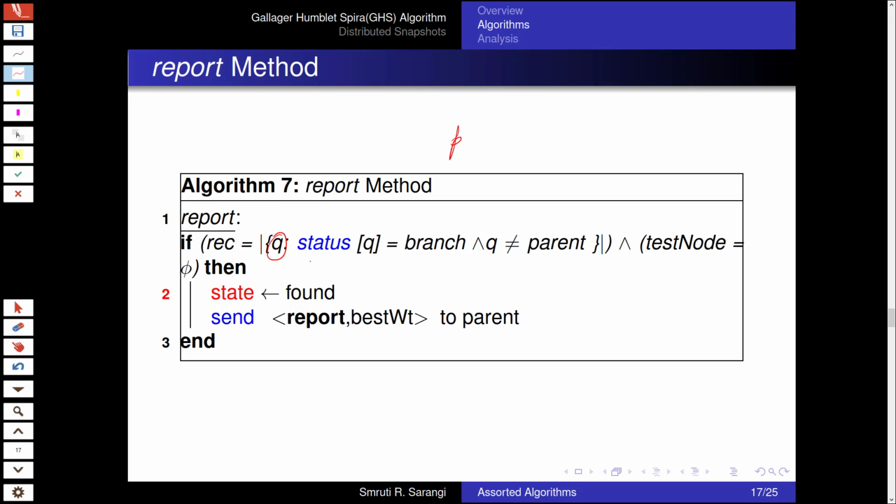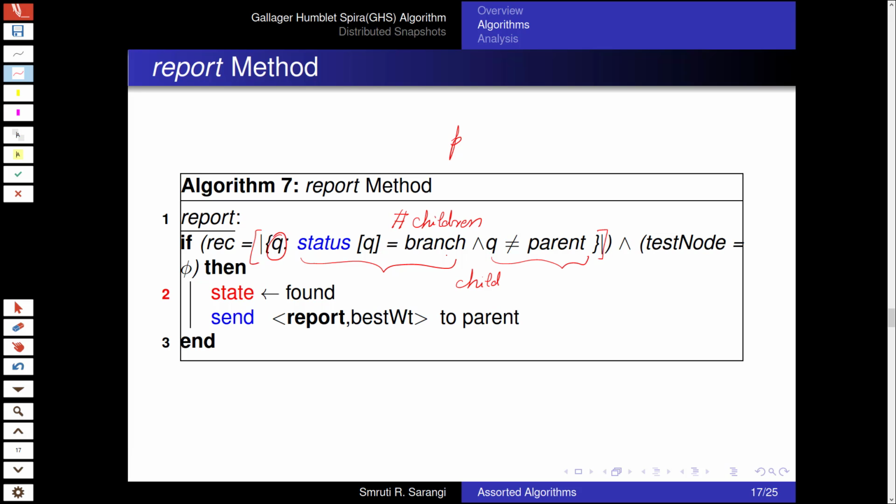So I look at all my neighbors such that the status of the neighbor is branch and it is not a parent. So it means it's a child. Right? So both of these things together mean that the other node Q is a child, because it's a neighbor of mine and it's not a parent. So it can only be a child. And if rec is equal to this, so basically this expression over here, the cardinality of this set is essentially the number of children.